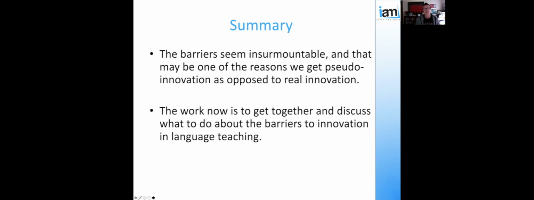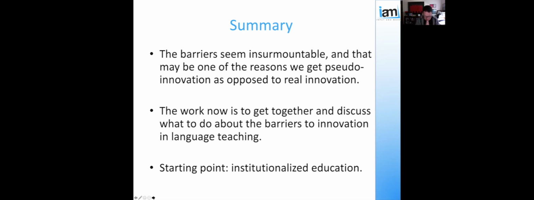We may come to the conclusion that real innovation is literally impossible. I personally don't think it is. But again, it depends on the people you have to help you make the arguments and do stuff. So my starting point is, any of you out there want to get going on this, you have to start dealing with institutionalized education. And you have to ask the hard questions, and you have to confront institutionalized education and know what it's doing, both in front of your face and behind the scenes. Otherwise, you're going to keep on doing pseudo-innovation, if anything at all.